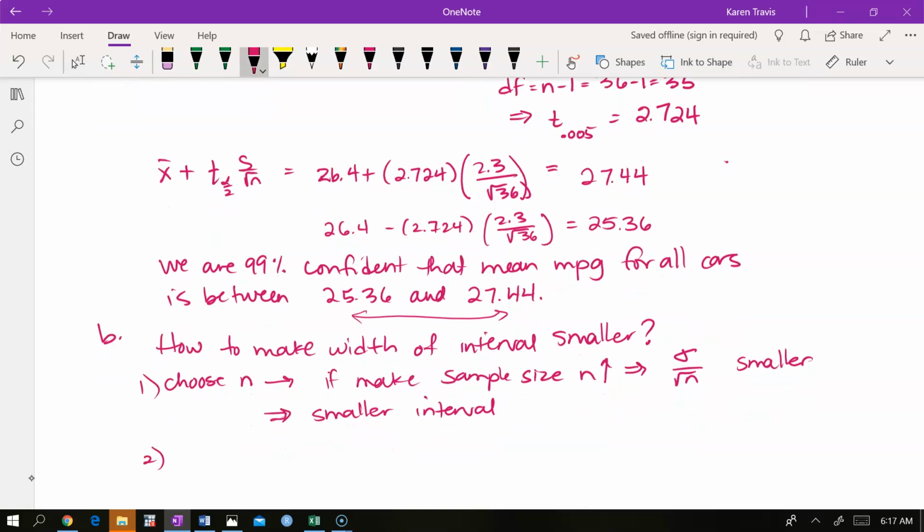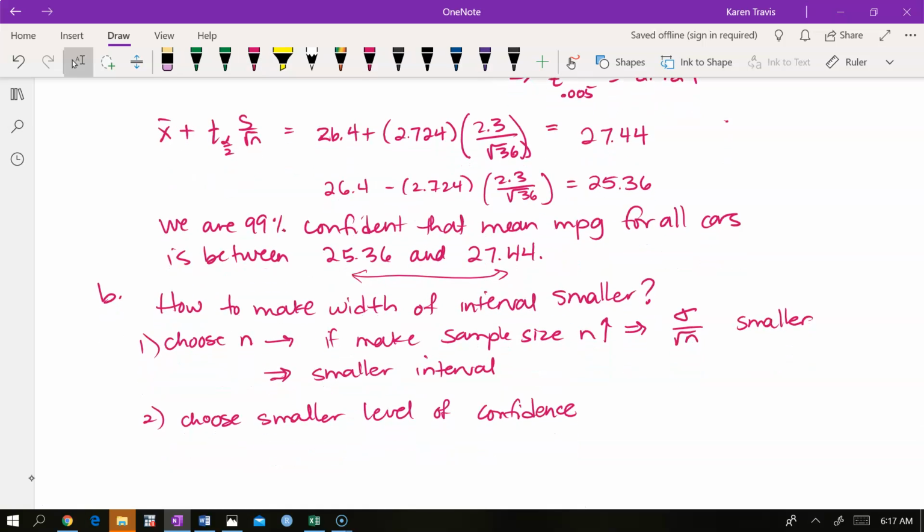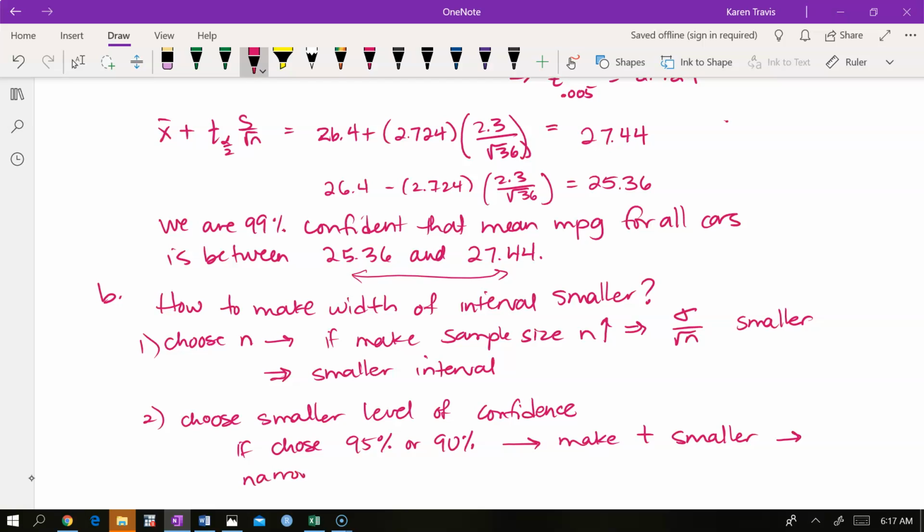The other choice we have is we can choose a smaller level of confidence. So having 99% made a bigger t. So if we chose 95% or 90%, those would make t smaller, and then we would have a narrower or smaller interval.